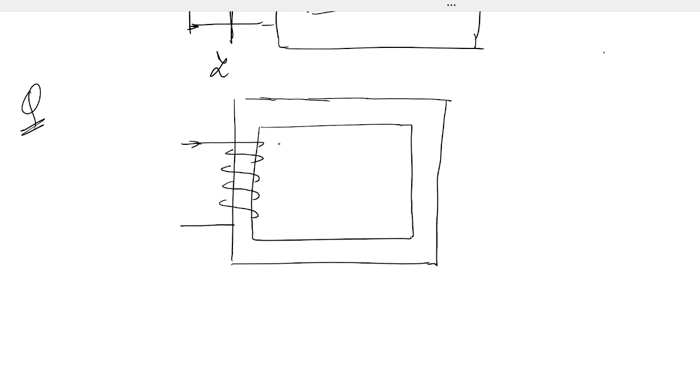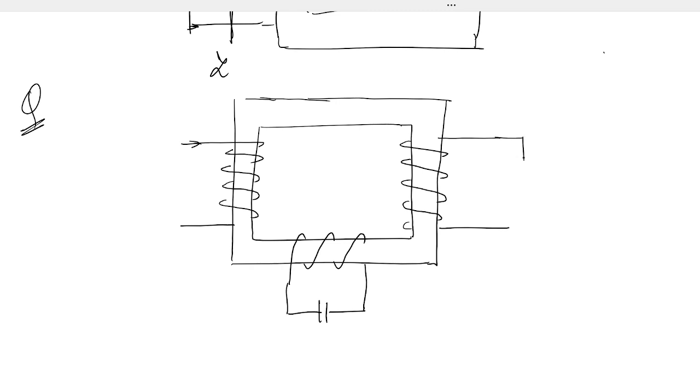This is I1. We have a capacitor connected here. We have I1, this is the source. This is I2, given as 10 ampere. We have a capacitor. Current flowing here is 20 amps.